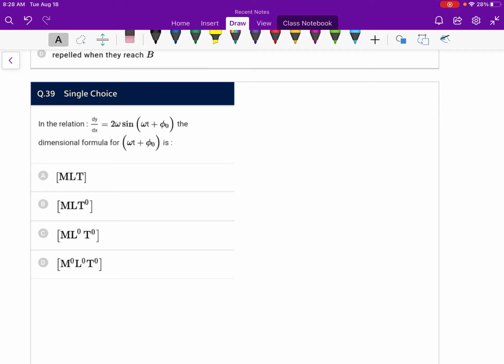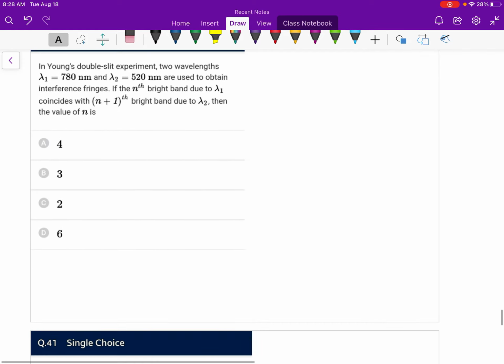So between B and C, force is attractive, and between A and B, it is repulsive. And the dimensional formula of omega t plus phi naught: see, the argument is an angle, which is measured in radians, and radian is dimensionless. So omega t plus phi naught has dimension M0 L0 T0.